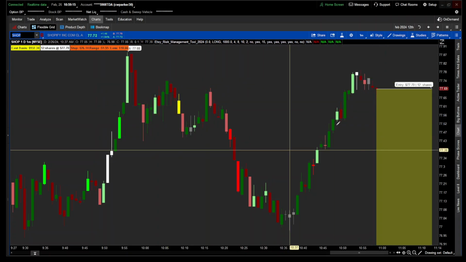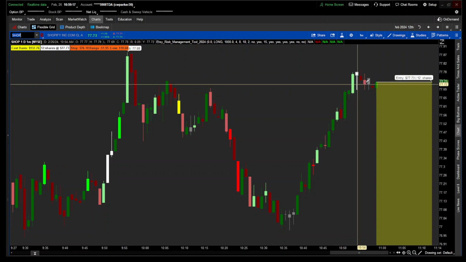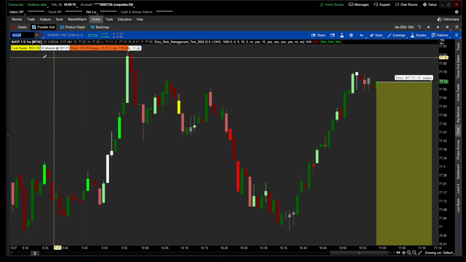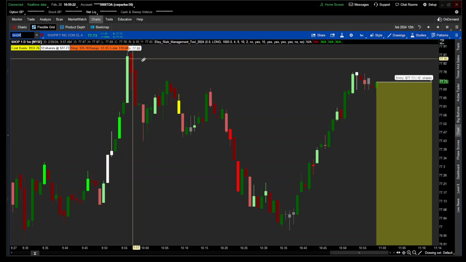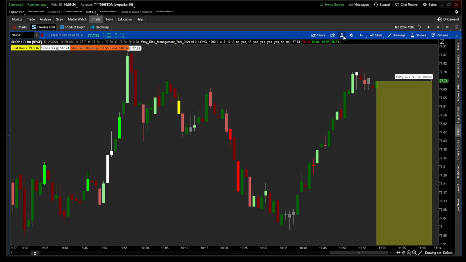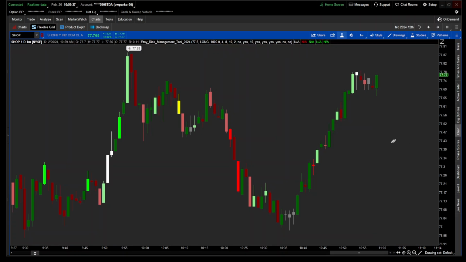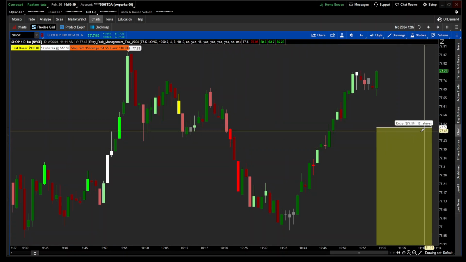So this is Shopify, and you can see what the indicator is doing. It's just following the close. The labels, everything is updating as well. But if I want to actually have an entry point affixed to it, I would go in here and go, I could do 77.50, and it would stay affixed to that point of entry here.